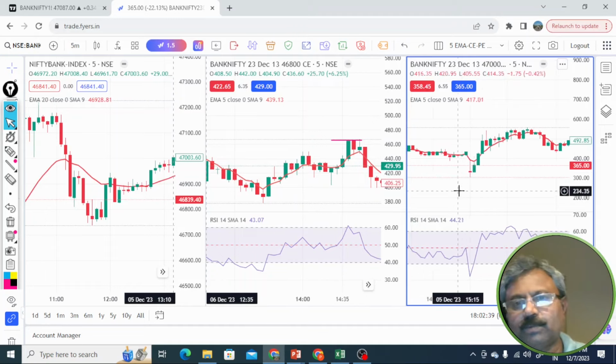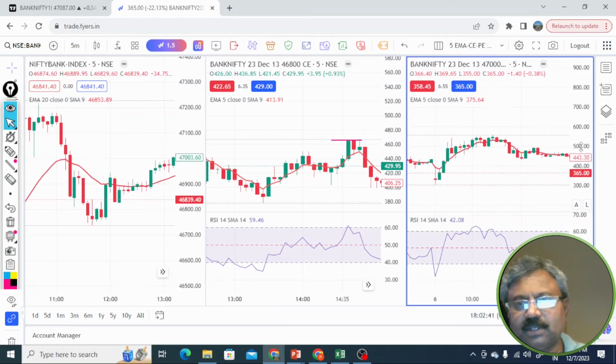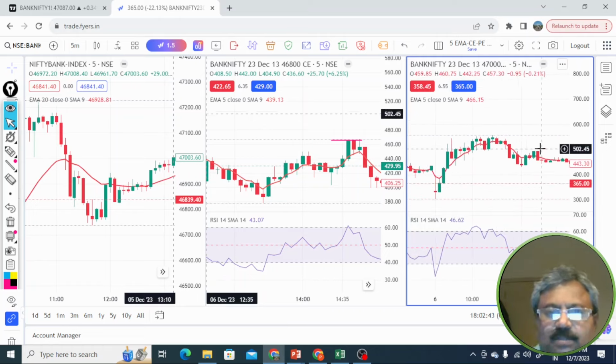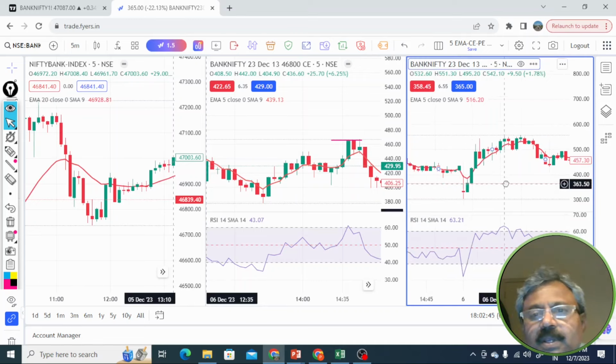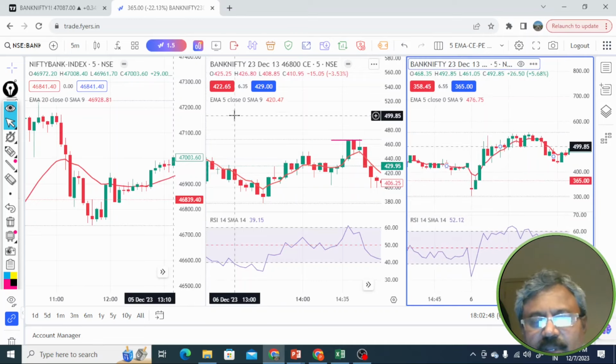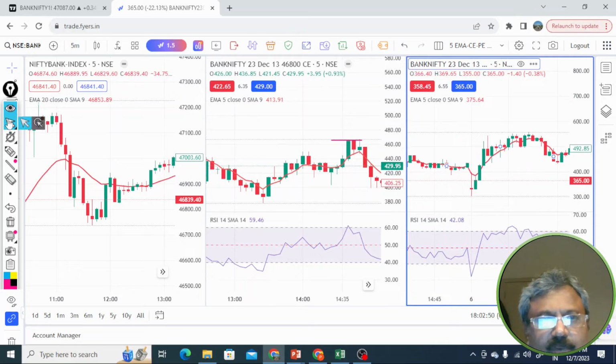So I hope you are able to understand this strategy. The 5 EMA is a simple strategy, but look for the 5 EMA after a downfall, after a downtrend, both in the options, something like this. Let me draw this line.